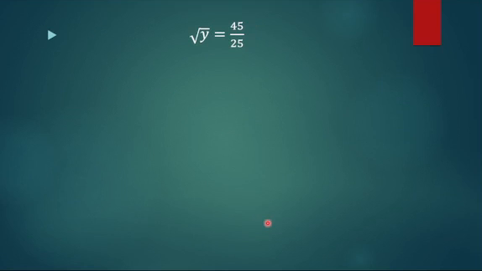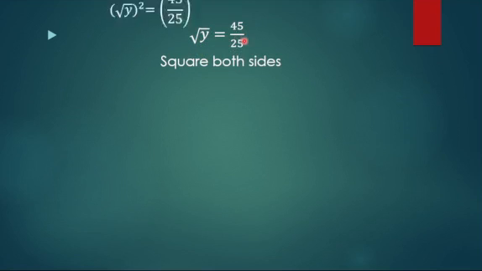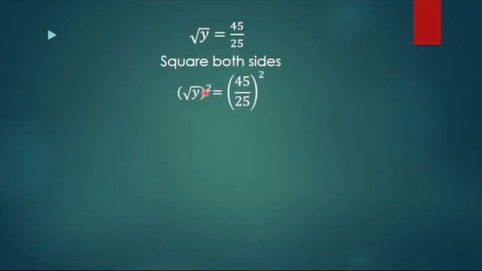We are still not up to where we are going. We need to make y the subject of the formula, not root y. So what do we do? We simply square both sides. Square this and square this also. When we do that, we have root y all squared is equal to 45 over 25 all squared.